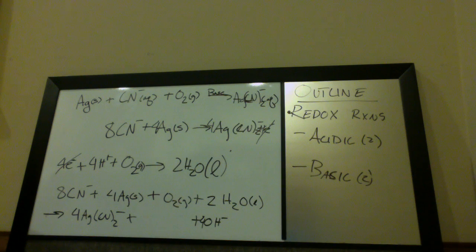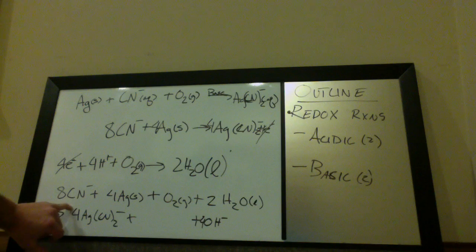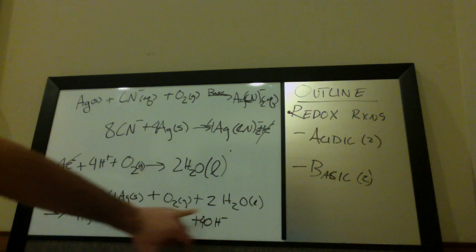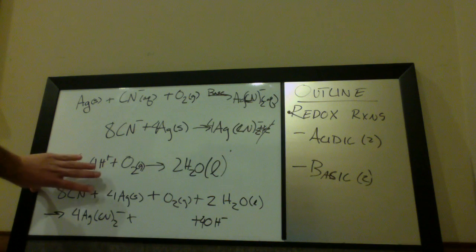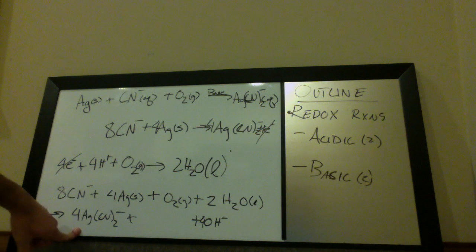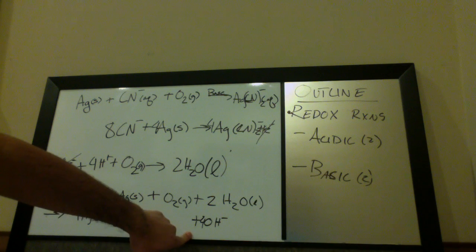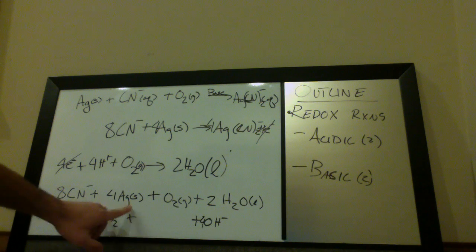And you can go ahead and check me and see if the elements and the charges are balanced. So the 8 CN minus is -8. That's a 0, that's a 0, and that's a 0. So the reactants are -8. I have -4 from the AgCN2 minus, and -4 from the 4 hydroxide. So that's -8 on this side, -8 on this side.